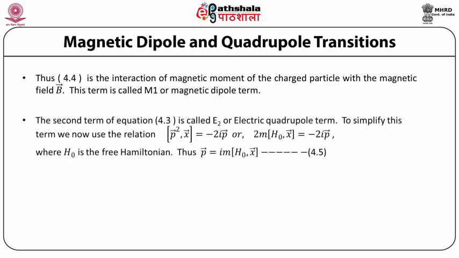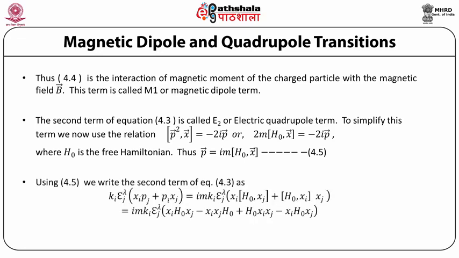The second term of equation 4.3 is called E2, or the electric quadrupole term. To simplify this term, we now use the relation: the commutator of p vector squared with x vector is given by minus 2i p vector, or twice m into the commutator of H0 and x vector is equal to minus 2i p vector. We had used this relation in the earlier modules also, you may remember, where H0 is the free Hamiltonian. Thus p vector is equal to im [H0, x vector].